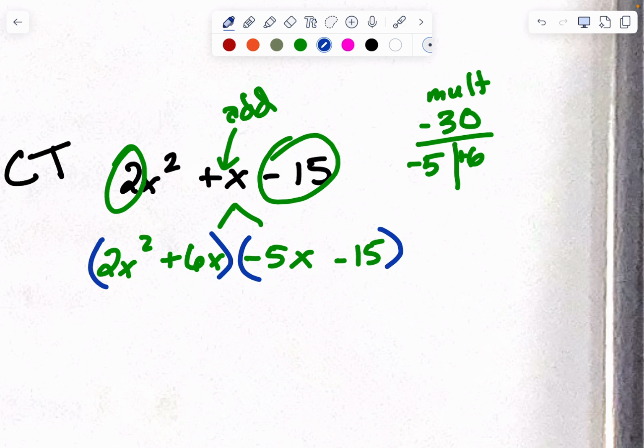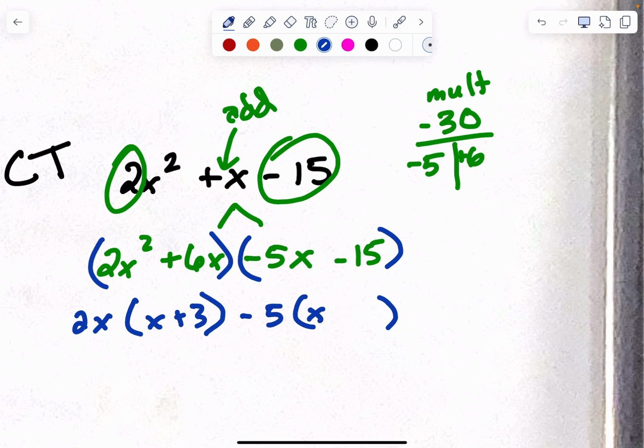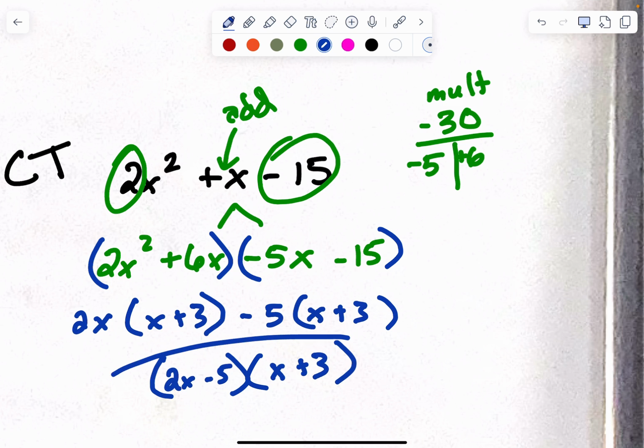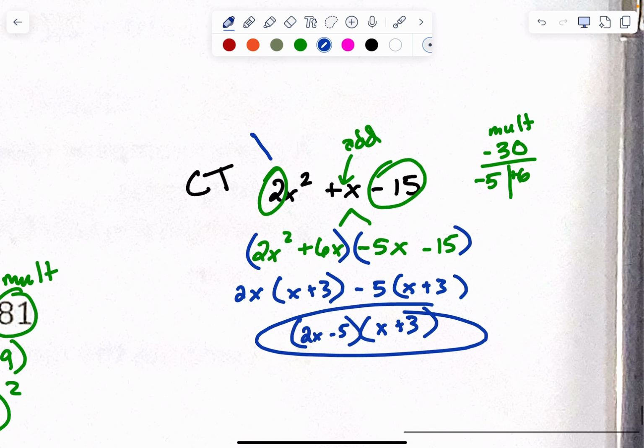Pull out a 2x. Left is x plus 3. Pull out a negative 5. Left is, I hope, x plus 3. My two groups. 2x minus 5, times x plus 3. Boom. There we go. I just made this up, by the way, if you're wondering where this came from on the video.